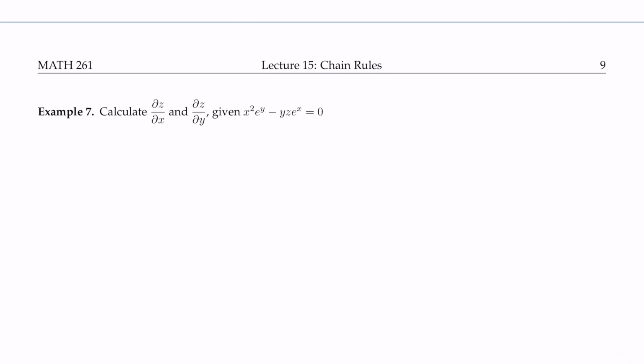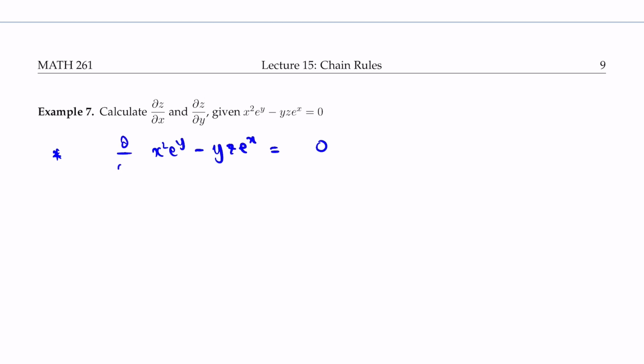So in this example, you want to calculate partial z partial x and partial z partial y, given the equation x squared times e to the y minus y times z times e to the x equal to 0. So I'm going to start out with the equation, and to find partial z partial x, what I'm going to do is I'm going to take partial derivative with respect to x on both sides of the equation. So I'm going to start with x squared e to the y minus yz e to the x equal to 0.